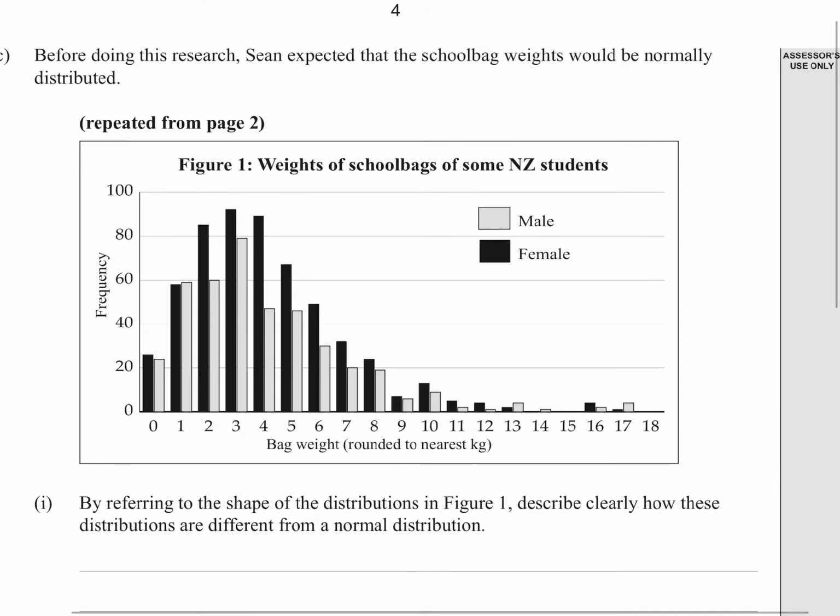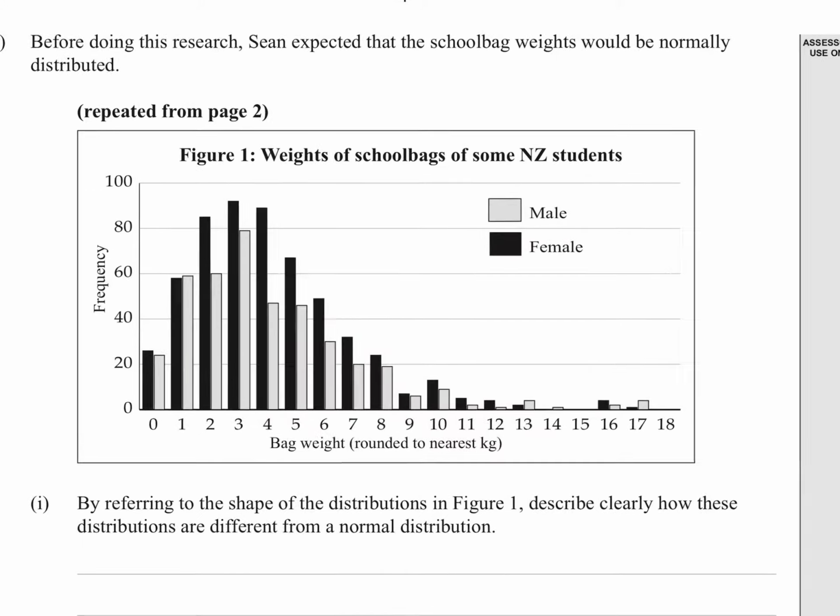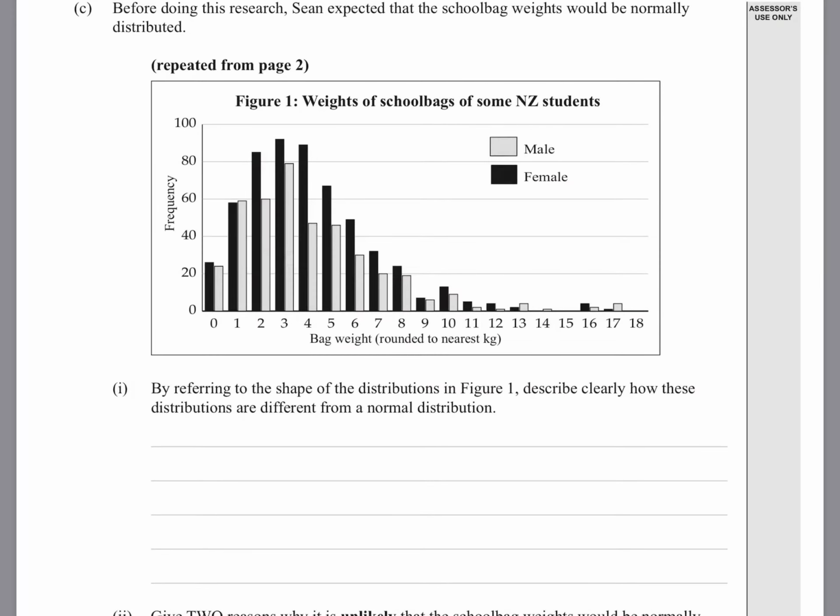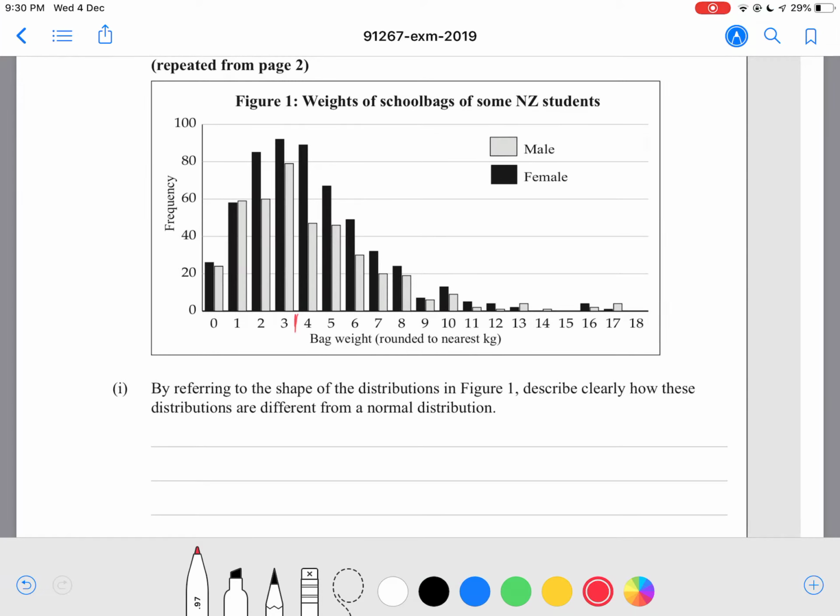Before doing this research, Sean expected that the school bag weights would be normally distributed. By referring to the shape of the distributions in Figure 1, describe clearly how these distributions are different from a normal distribution. So in a normal distribution, we know that 50% of the data should lie to the left and the right of the mean. However, if you look at Figure 1, which is from the study, you can clearly see that the mean should be around 3 to 4, somewhere here. However, you can see that there's much more data to the right of the mean than the left of the mean.